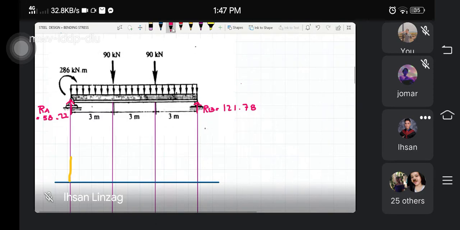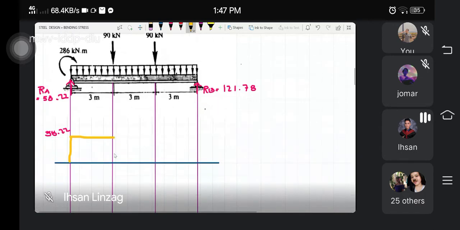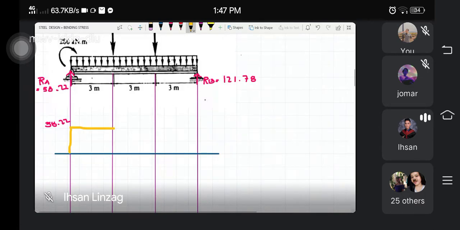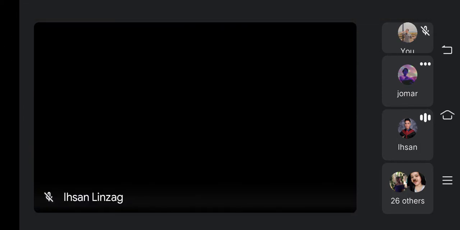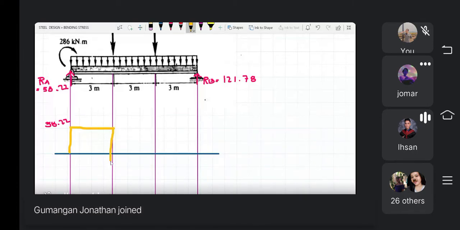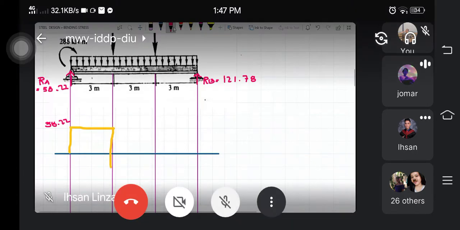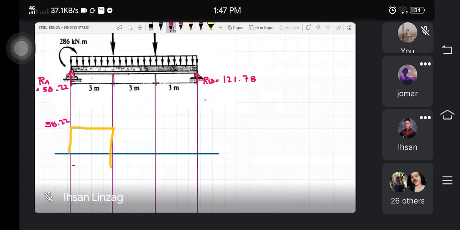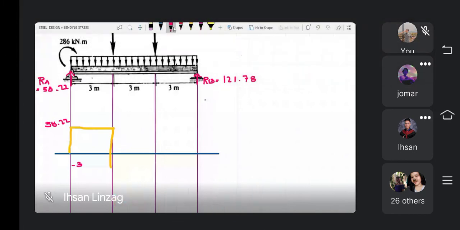Ito, sige. Lagay ko na lang dito. Since yung distributive load dyan is neglected, walang load dito, dire-diretso, then we have here 90 kilonewton. So, 90 minus 58.22, paki-compute nga po. Negative 31.78, sir. Or 58.22 minus 90, negative 31.78, sir. So, again, dire-diretso lang yan since neglected yung distributive load.